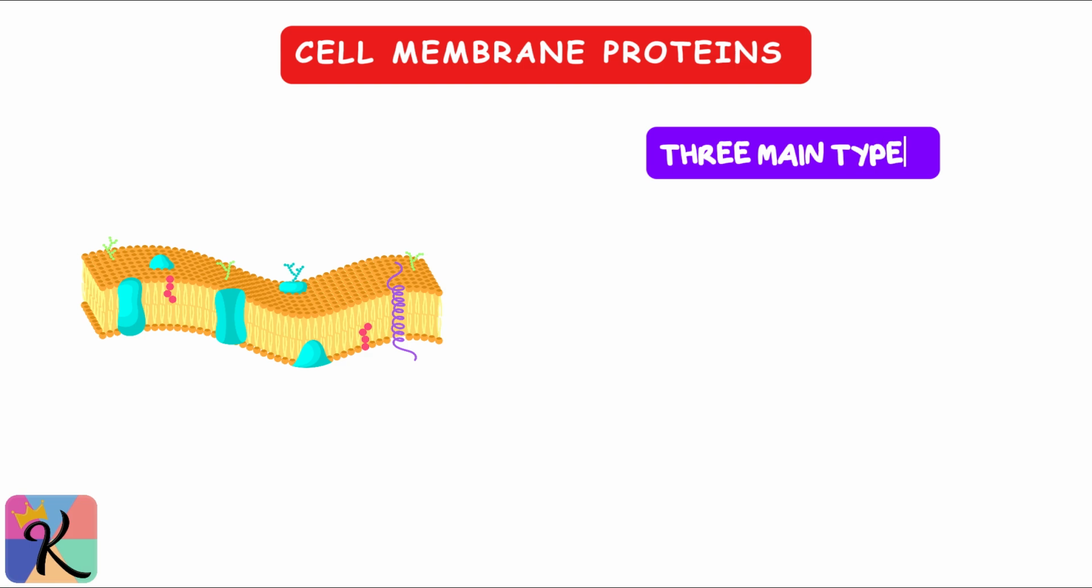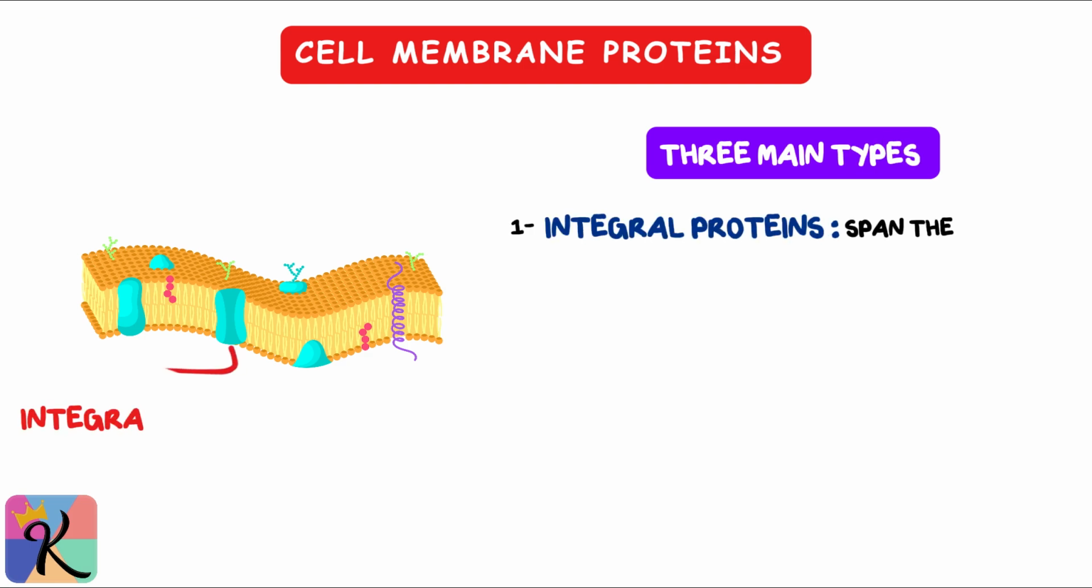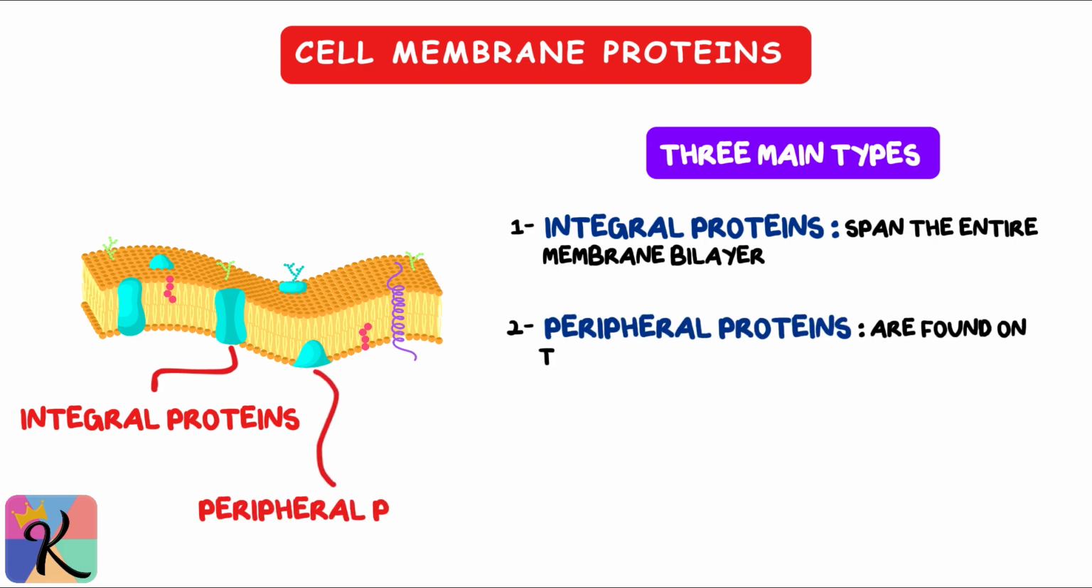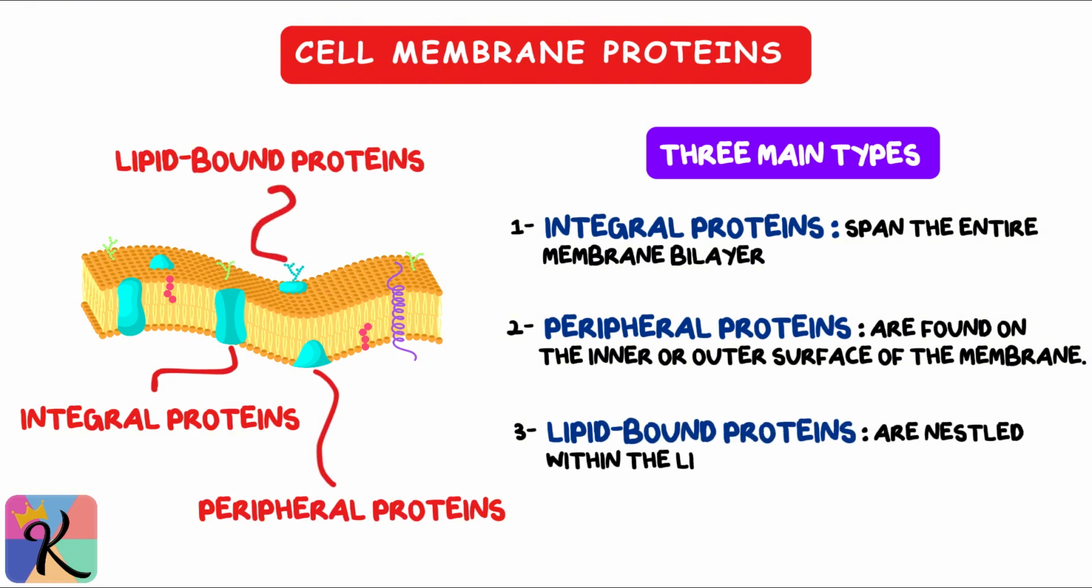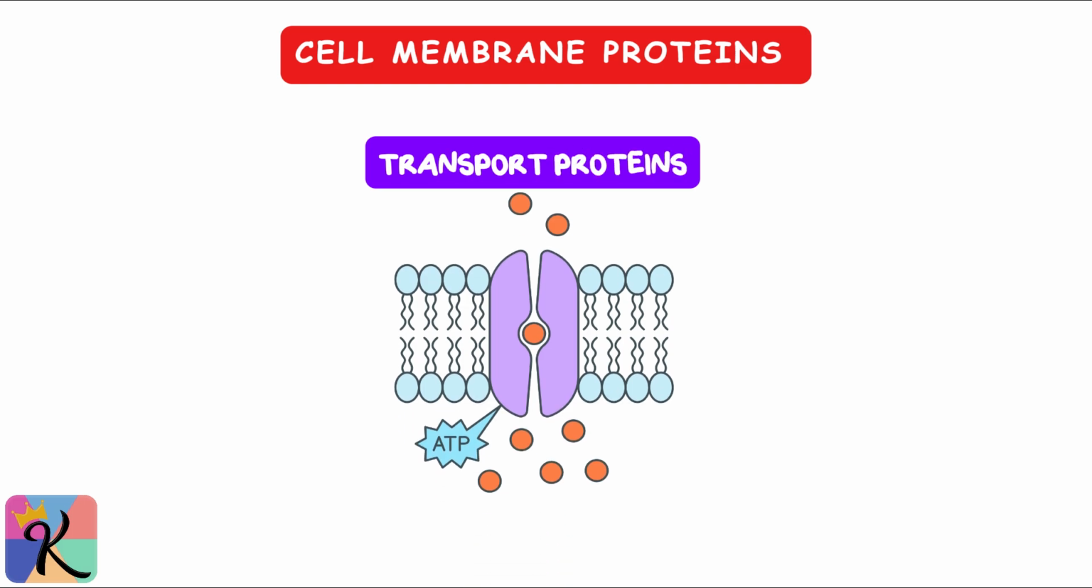Cell membranes aren't just made up of lipids, they also contain various proteins. There are 3 main types. 1. Integral proteins span the entire membrane bilayer. 2. Peripheral proteins are found on the inner or outer surface of the membrane. 3. Lipid-bound proteins are nestled within the lipid bilayer itself. Transport proteins, which are integral proteins, help move molecules across the membrane.